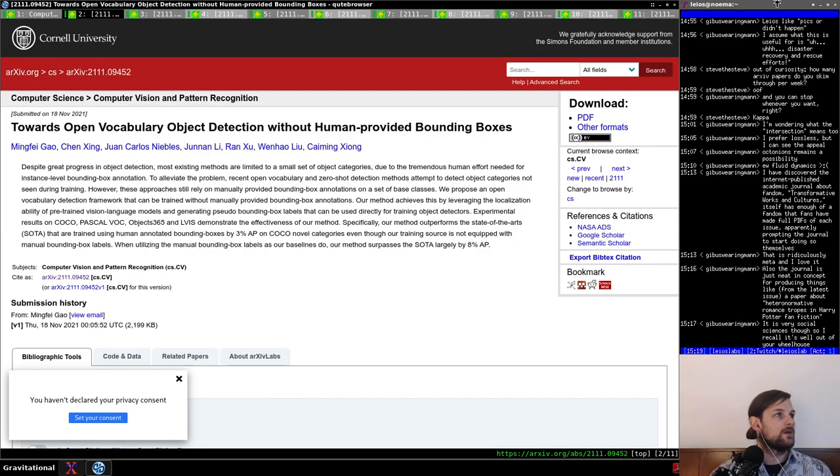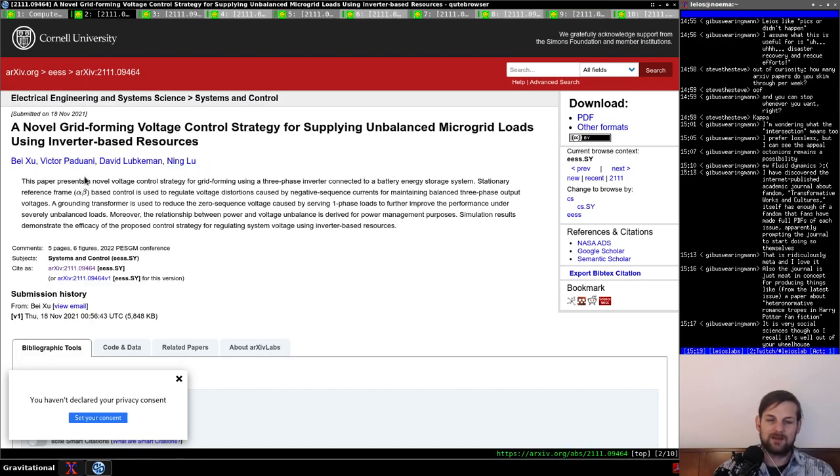One second, what do we have here? Towards open vocabulary object detection without human-provided bounding boxes. Again, I was interested in this one for various reasons, because I'm always interested in vocabulary detection and stuff like that. But I'll skip it for now.